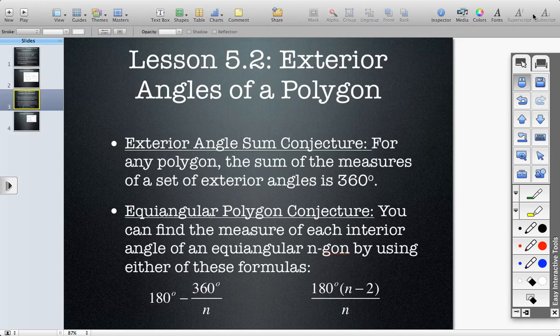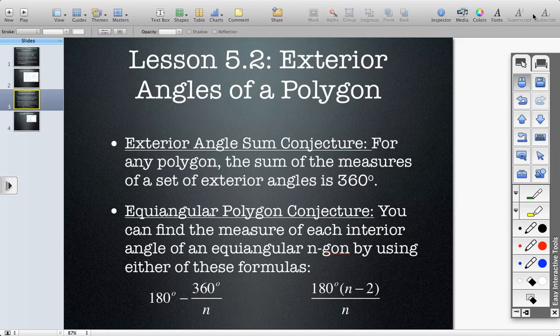So one of them was that you could figure out the exterior angle, divide 360 by however many sides you have, and then subtract that from 180. That's based upon using linear pairs. Or the other option is you can figure out the sum of the interior angles using the polygon sum conjecture from 5.1, and then divide by the number of sides that you have, or the number of angles you have. So two possible ways to work with that. And it's just all going to depend on, are you given an exterior angle, or are you given the total interior, or just given the shape?